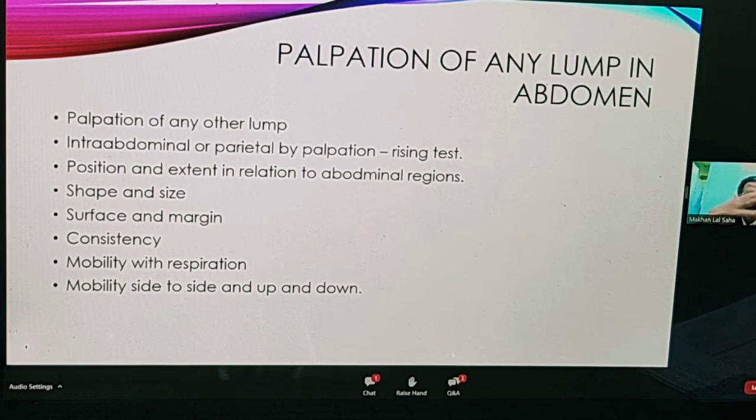Apart from this, the patient may have a lump palpable in the abdomen. If so, the lump should be examined as you do any other swelling in the body. But in the abdomen, we have a separate part to discuss: first you decide whether the lump is parietal or intra-abdominal by the leg raising test. Once you have found the lump, palpate it and delineate the borders. Then describe the lump's shape, size, surface and margin, palpate to appreciate the consistency, and then ask the patient to take deep breaths and appreciate whether the lump moves with respiration or not.